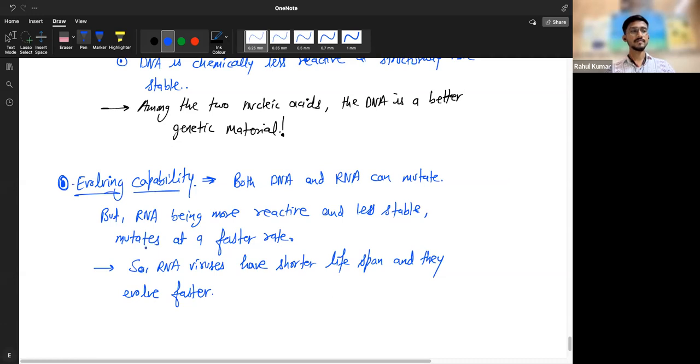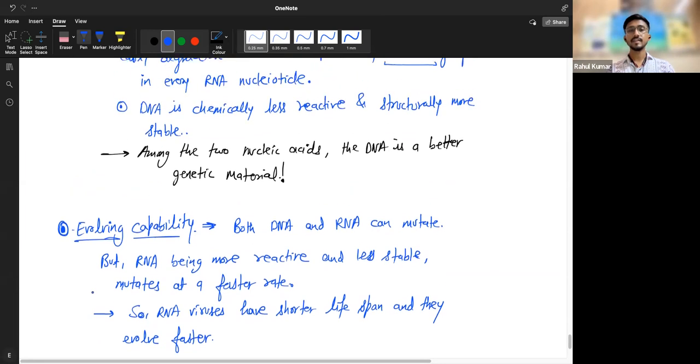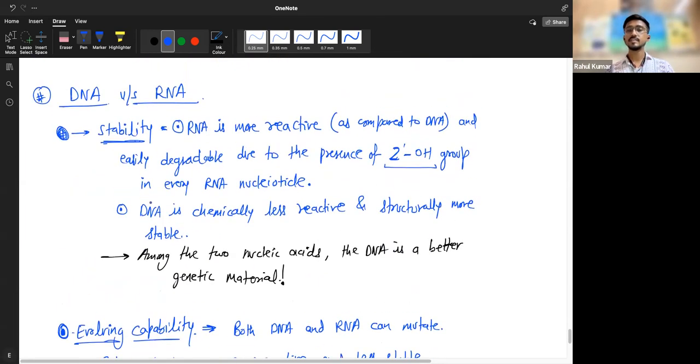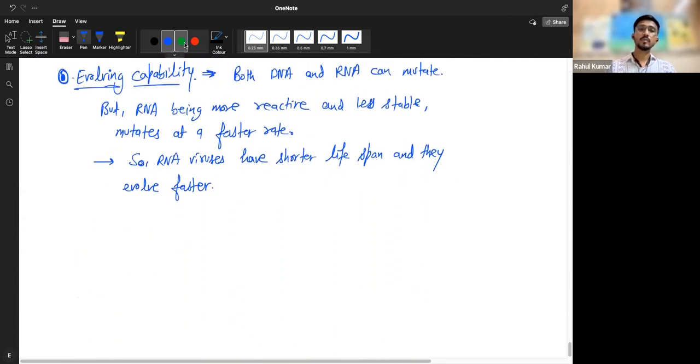But mutation is not always better. No, it is not always good, right? So we realized that in some things DNA is better, like in stability, but in reactivity, RNA is better. So what can you summarize from this? Can we say that RNA is better for the transmission of genetic information? It can get transmitted better.